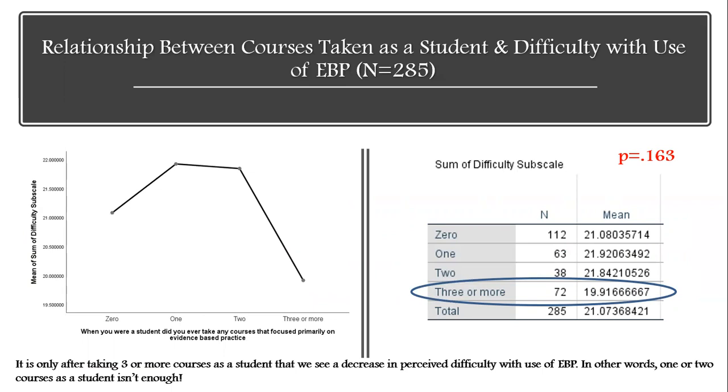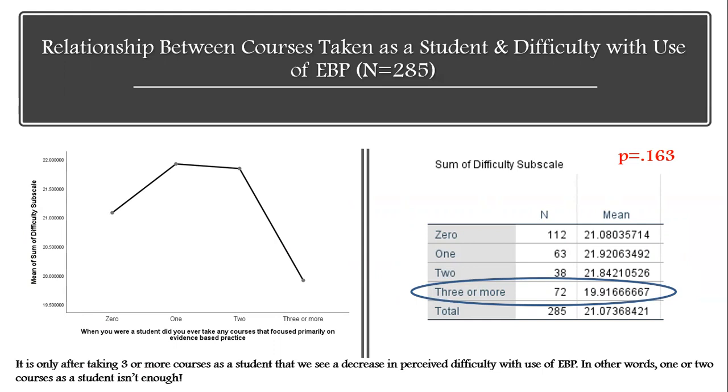And so one of the questions that we asked and one of the relationships that we looked at was the relationship between the number of courses taken as a student and the perceived difficulty with the use of the EBP process in practice, okay? So let me rephrase that. What is the association or relationship between how many courses an individual has taken as a student and how they perceive the difficulty with the use of EBP in their practice?